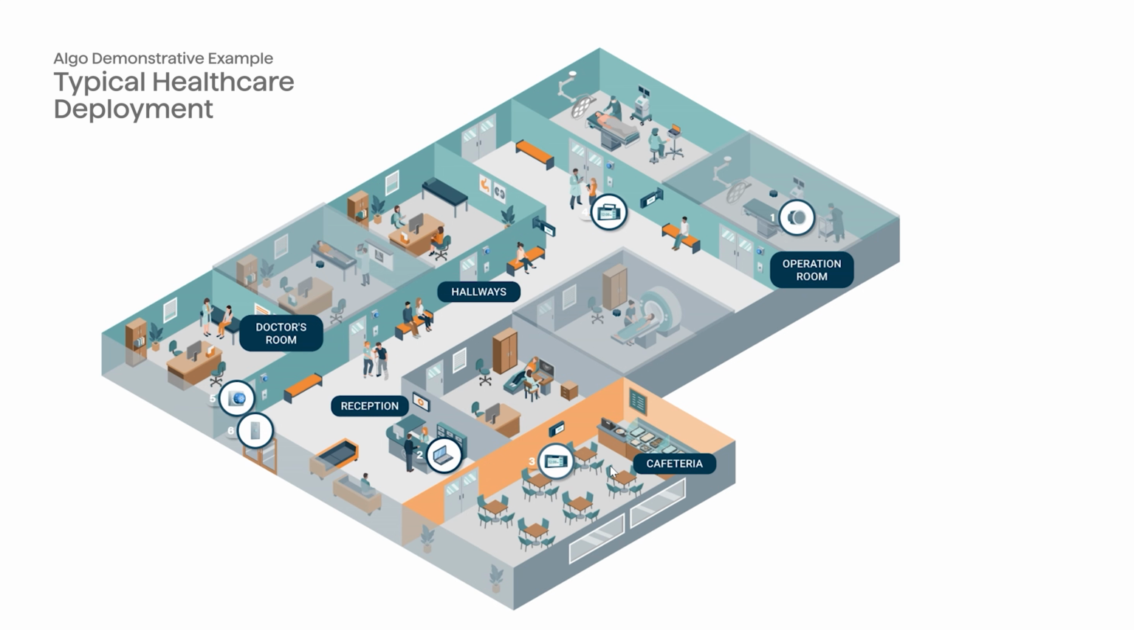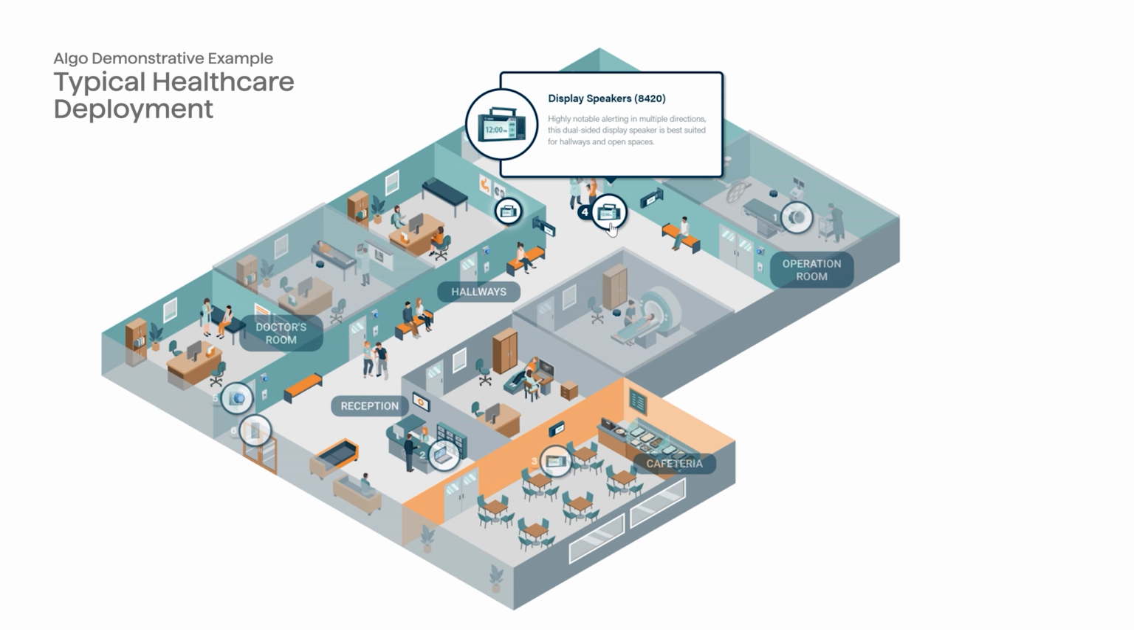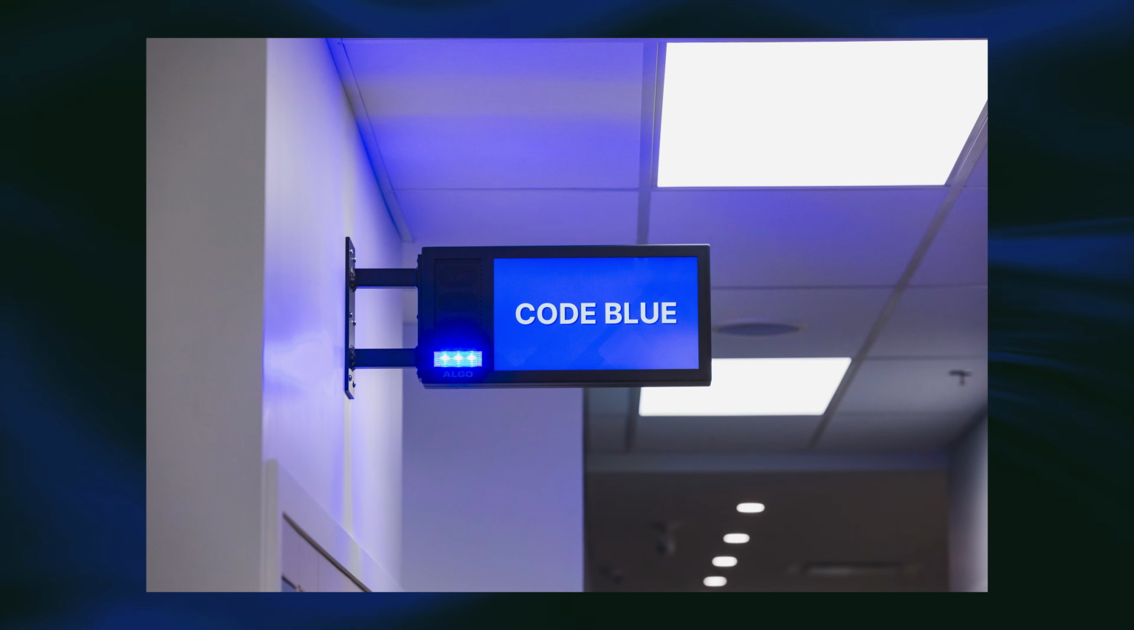Number 4 is the 8420 IP dual-sided display, and this is exactly the same concept as the 8410 we just discussed, but being dual-sided, of course, a fantastic choice for hallway communication, any environments where there's traffic going from both directions. This is mounted off the wall or off the ceiling, so there is audio and the visual element facing both sides.